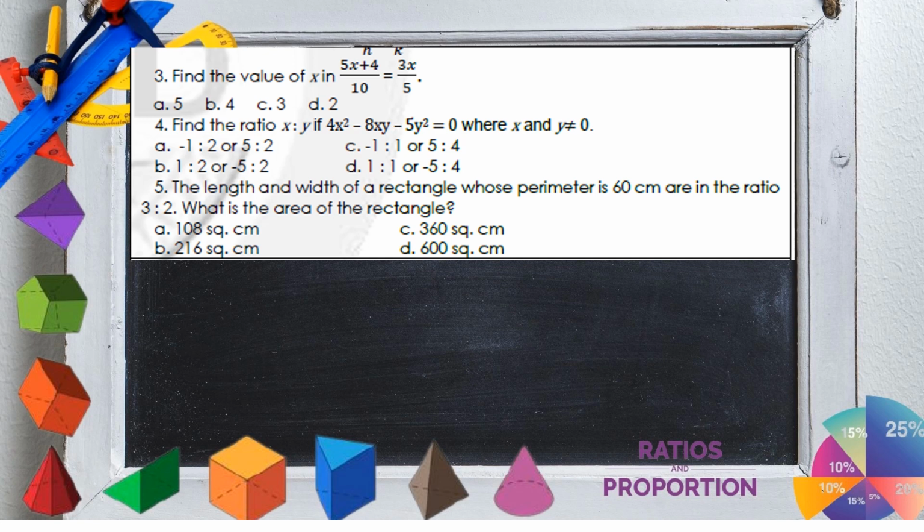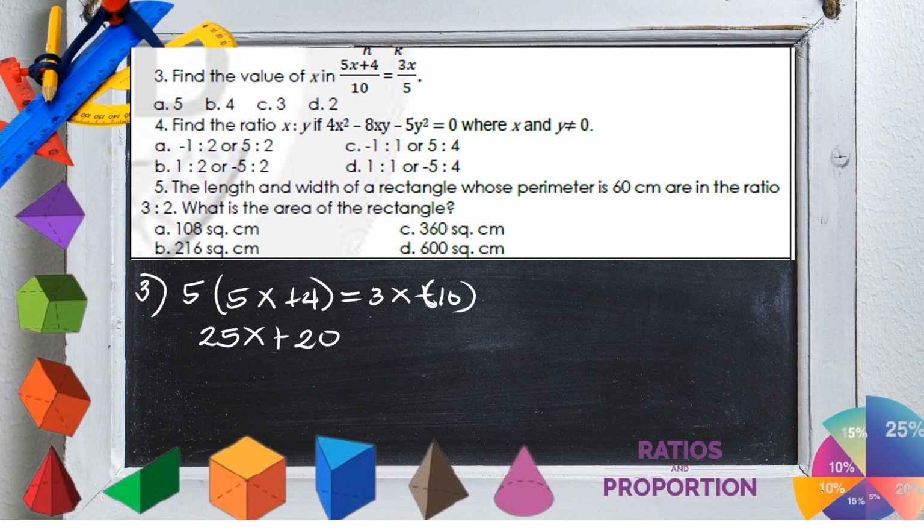So for number 3, I will already give the cross multiplied, and then you are just going to solve for the value of x. So we have 5 times the value of 5x plus 4 is equal to 3x times 10. So we have 5 times 5, 25x. 5 times 4, that is 20. Then we have 3 times 10, that is 30x. So simply transpose your 25, then divide both sides kung ano naman yung value. Then hanapin yung sagot dun sa number 3. So yan, sana masagot niyo yung number 3.